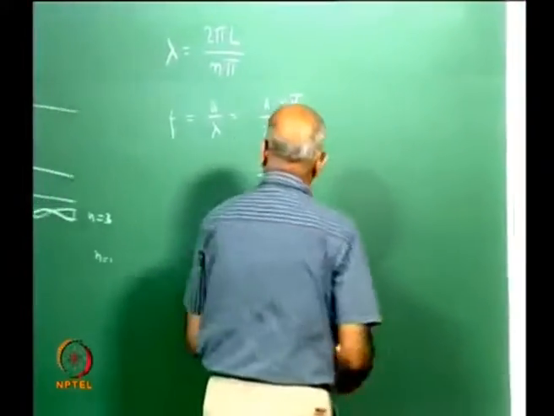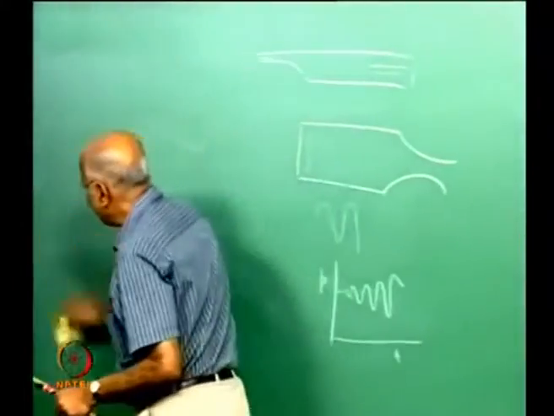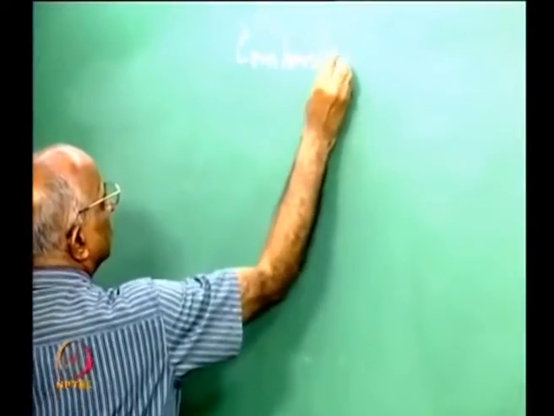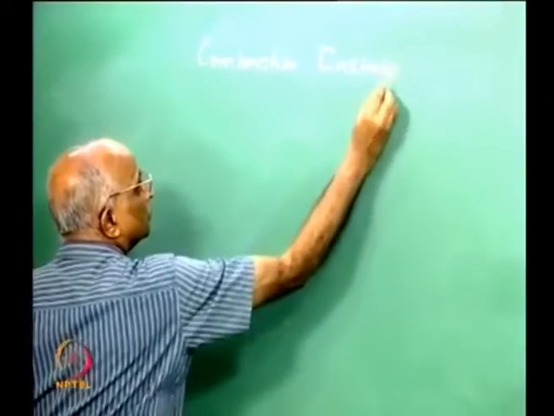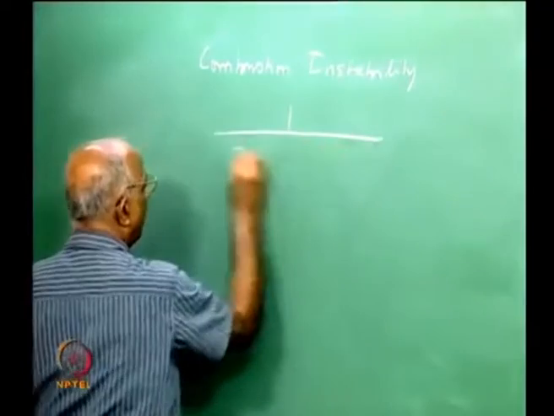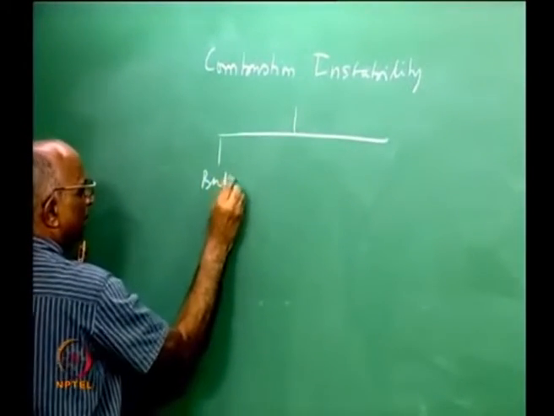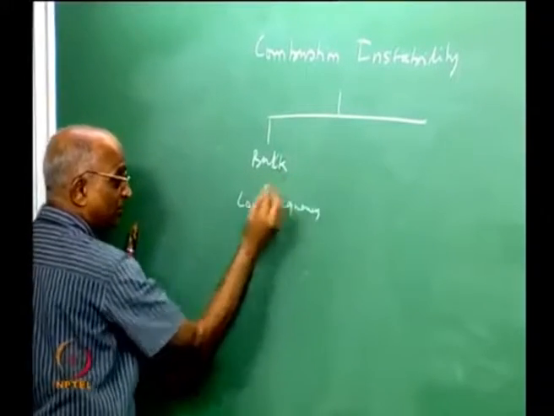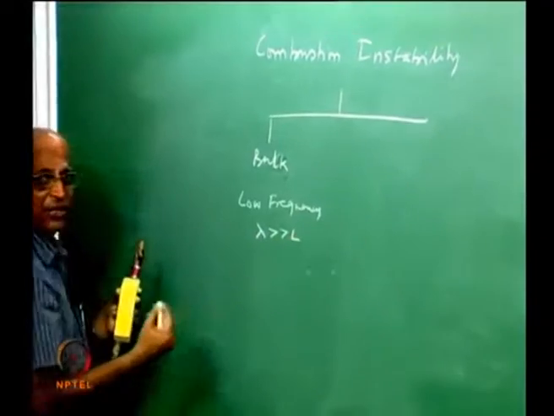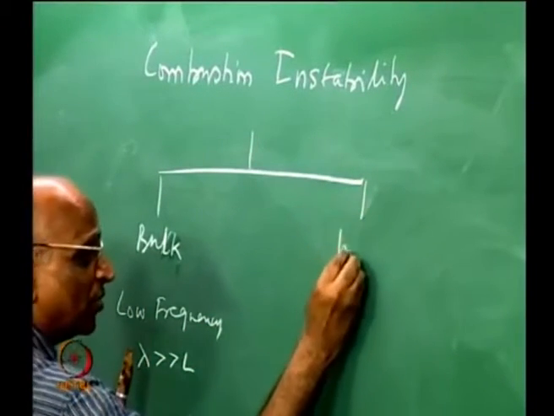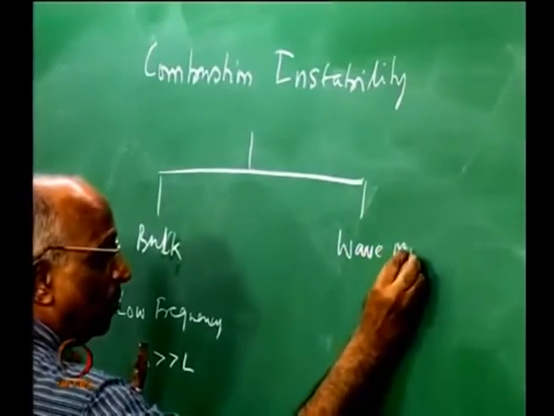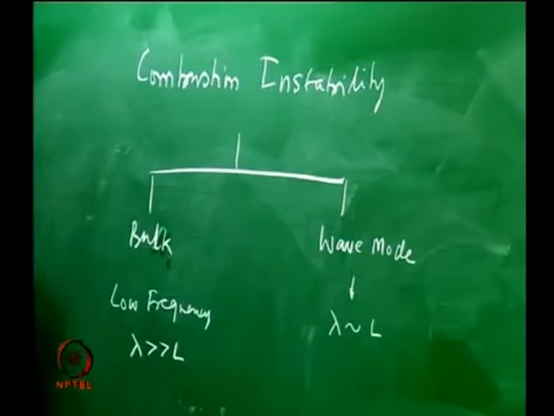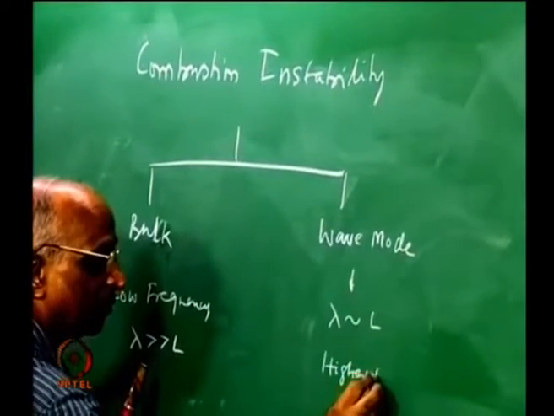Therefore, let us now put together the points that we have studied so far. We tell ourselves, well, combustion instability could happen either in the bulk mode of oscillations, and these bulk mode oscillations are essentially low frequencies. Why is it low frequency? Because all points have the same pressure, or rather lambda is very much greater than the characteristic length over here. Or it could also happen in the wave mode. We are still to write an equation and find out what happens in the wave mode, but we recognize that in the wave mode lambda is going to be comparable with the length, if not less than the length, and this happens essentially at higher frequencies.